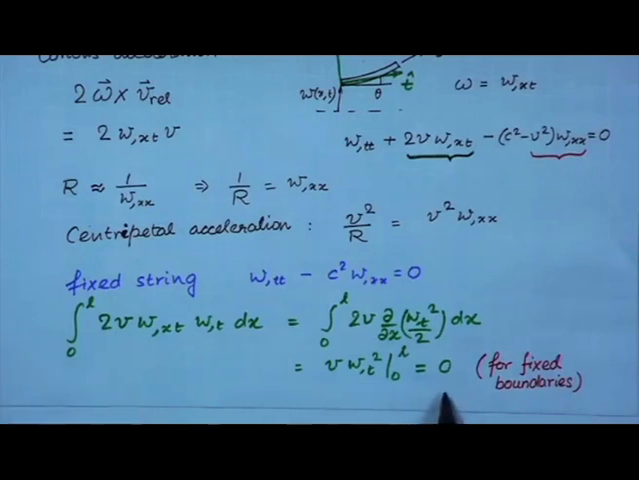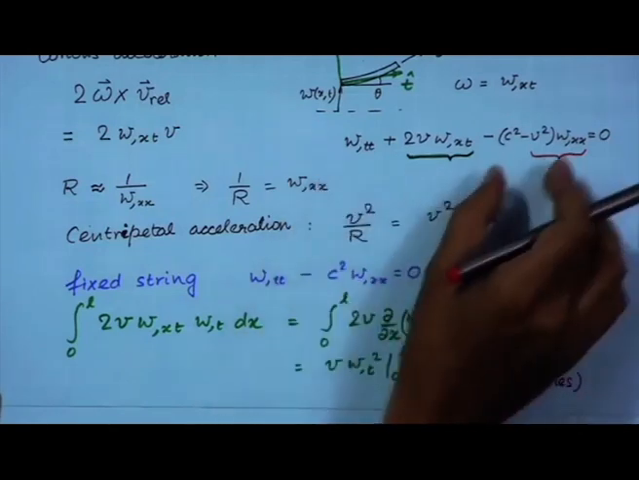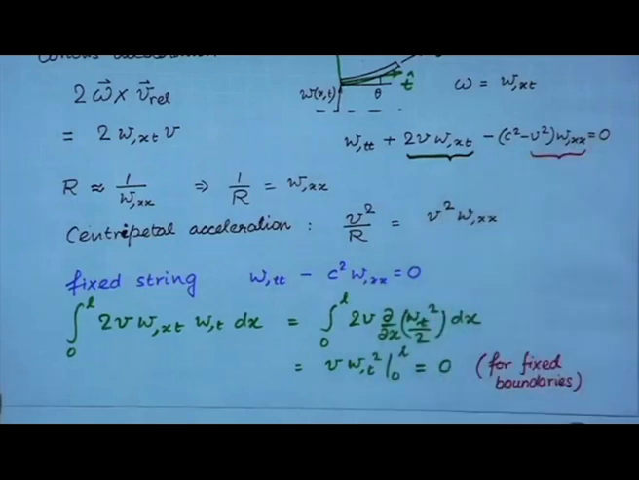So, this tells us that for the fixed boundary case, the translating string is conservative. As long as c is greater than v, the rest of it is a conservative system. So, only this term now is also conservative. So, this does not contribute to the energy at all. So, for fixed boundaries, this term is conservative. So, there is a possibility that if the boundaries are flexible, then this system might become non-conservative.